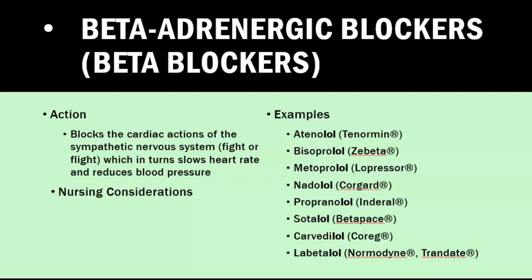Nursing considerations. You want to start at a low dose and gradually increase every 2 weeks. You want to monitor blood pressure and pulse. If the pulse is less than 60, you want to hold the drug and contact the provider. Monitor your I's and O's, weigh them daily. Again, they shouldn't stop taking this abruptly because it can cause a rebound effect. And if they are diabetic, make sure to monitor their blood sugars.